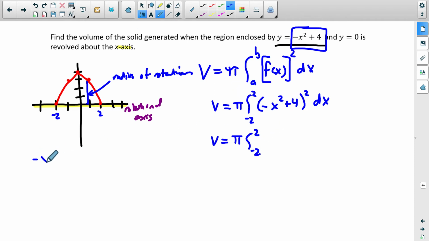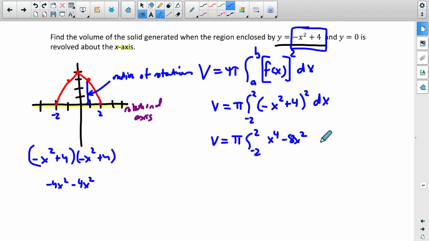If you've got problems with that, you know what to do. Write it out 2 times over here, right? So negative x squared and negative x squared is positive, 2 negatives make a positive, x to the 4th. Then negative x squared times positive 4 is negative 4x squared, and 4 times negative x squared is another negative 4x squared, so those together make negative 8x squared. And finally, positive 4 and positive 4 is positive 16.